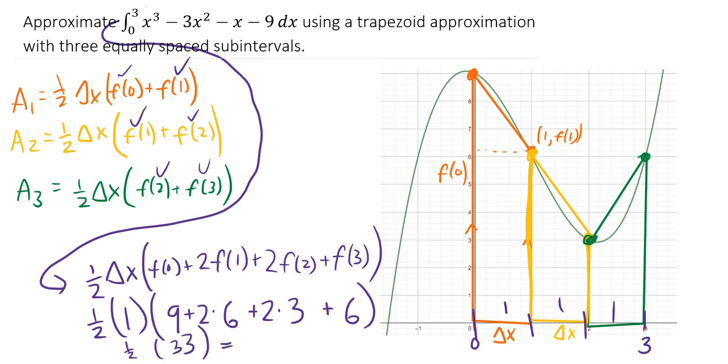It looks like I come out to 33 over 2. 33 over 2 is my trapezoidal approximation of this definite integral using 3 equally spaced subintervals.